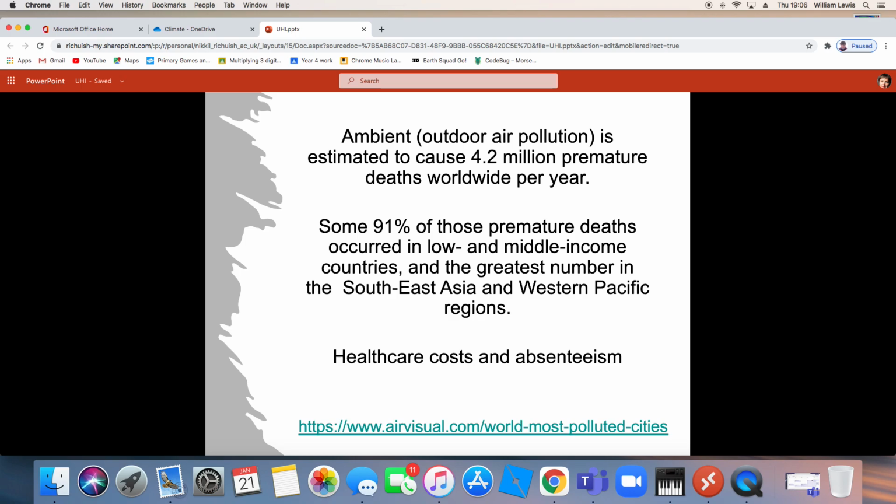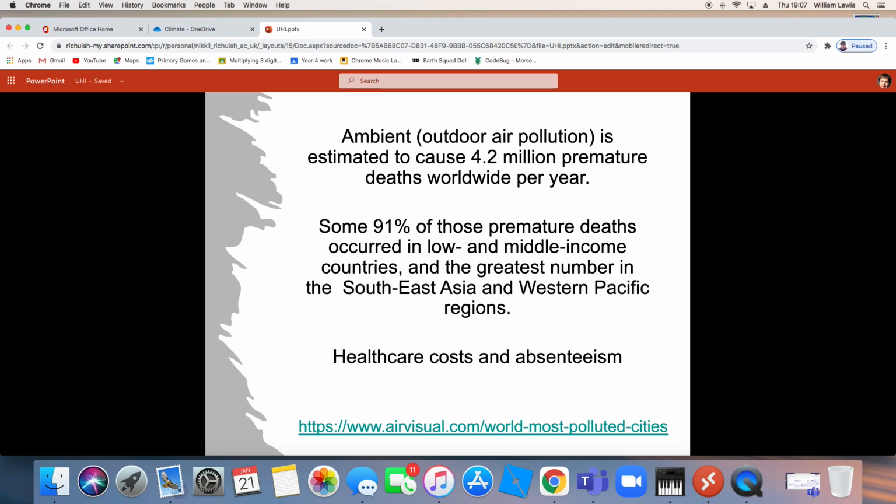This actually has really come to the forefront with COVID, because of course what bad air quality does is it affects your lung function, and that's not great in a pandemic where the virus tends to attack your lung function. So air quality is really kind of under the microscope at the moment by scientists and politicians and all sorts of people. Okay, healthcare costs and absenteeism. That's the stuff that we need to know about.